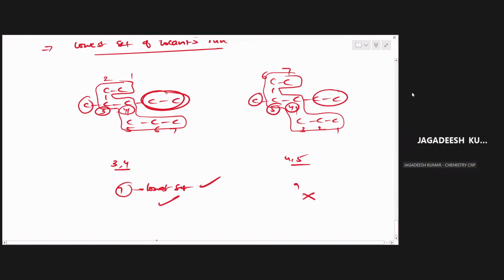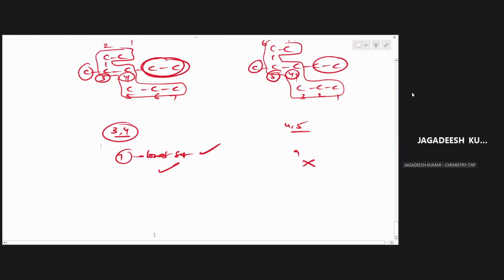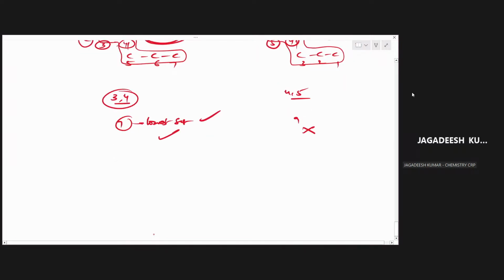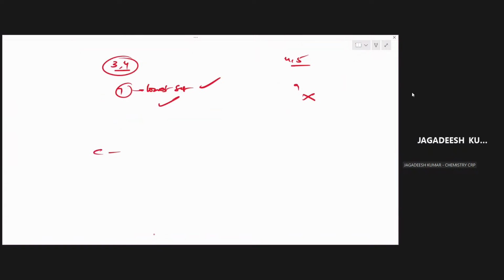So lowest sum. Also, we can take the sum is lowest if there is more than one substituent, either 2 substituents or 3 substituents. But we should select the lowest set of locants. Then that numbering is correct here. So this is about the lowest set of locants rule. And next, one more example I am taking, just to see how to write.